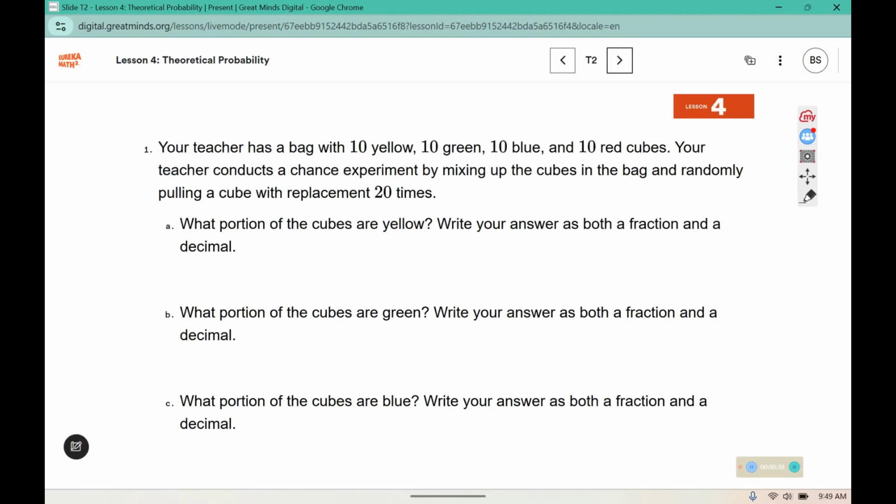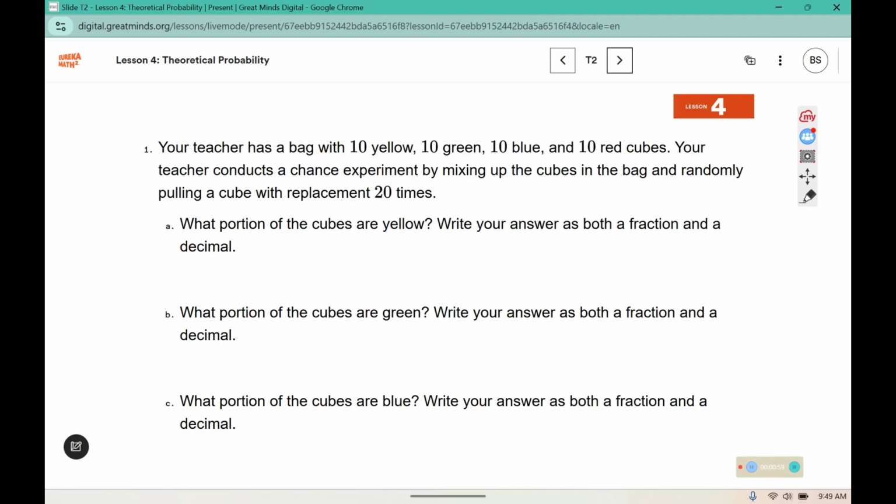Your teacher has a bag with 10 yellow, 10 green, 10 blue, and 10 red cubes. Your teacher conducts a chance experiment by mixing up the cubes in the bag and randomly pulling a cube with replacement 20 times. What portion of the cubes are yellow? Write your answer as both a fraction and a decimal.